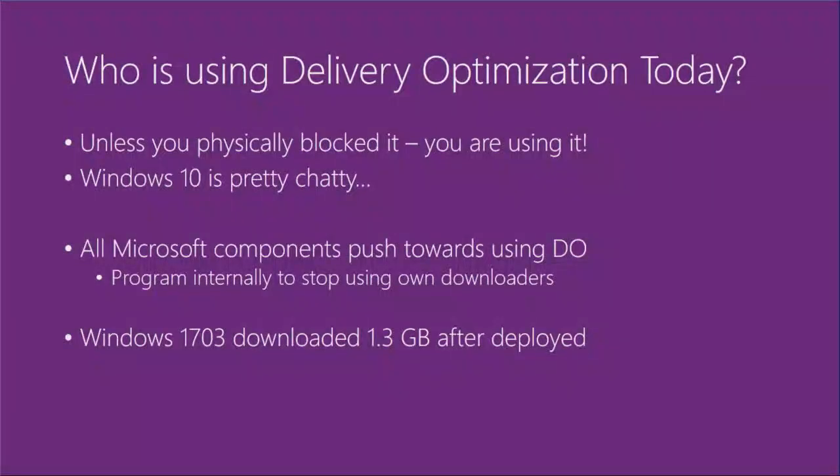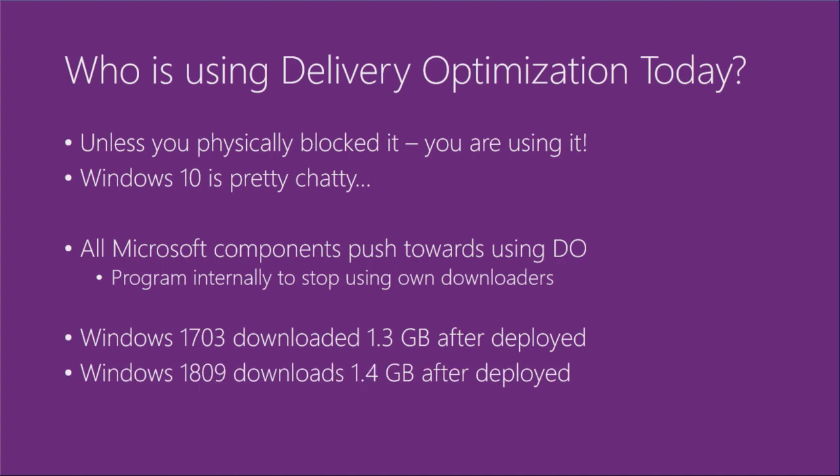1703, when you build that out of the box, it downloads about 1.3 gigs, or did a year ago, before it then went to 1709. And after that, it downloaded another 1.3 gig. Is the story better today? No, it's actually a little bit worse. If you deploy Windows 1809 now, it will sit for the next 2 or 3 hours and try to download, if it can, about 1.4 gig.